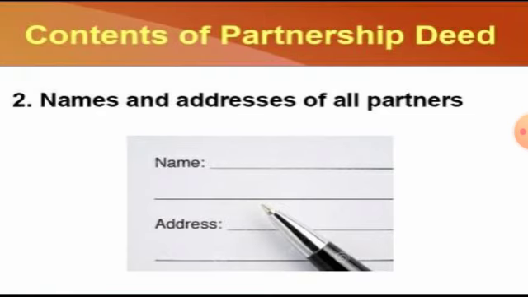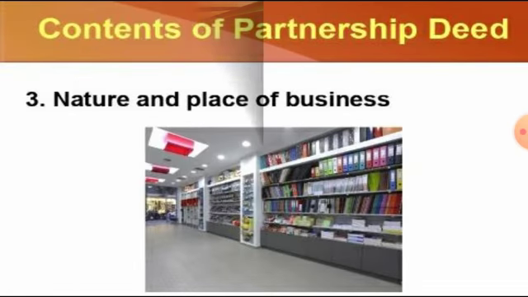The next content is name and address of the partners. That means the name and address of all the partners who are doing the business must be mentioned in the partnership deed. This is one of the contents of partnership deed. The next content of partnership deed is nature and place of business. Here, the nature as well as the place of business should be mentioned in the partnership deed.